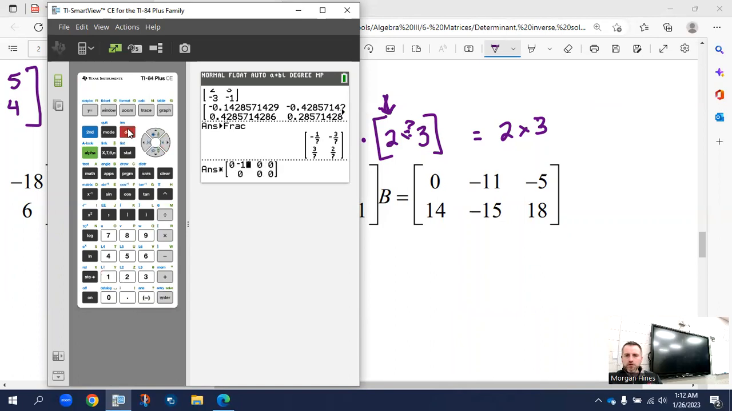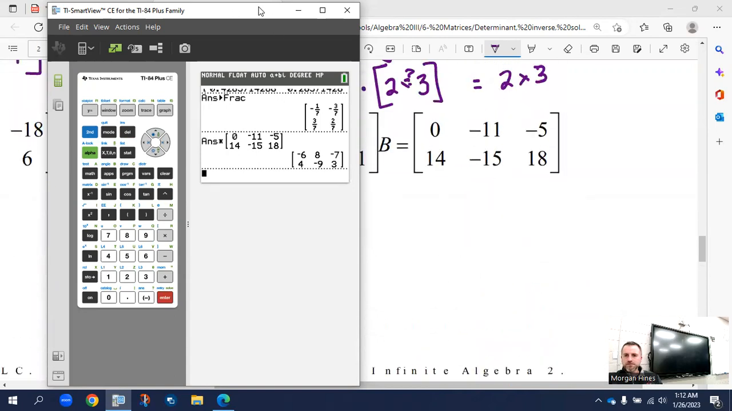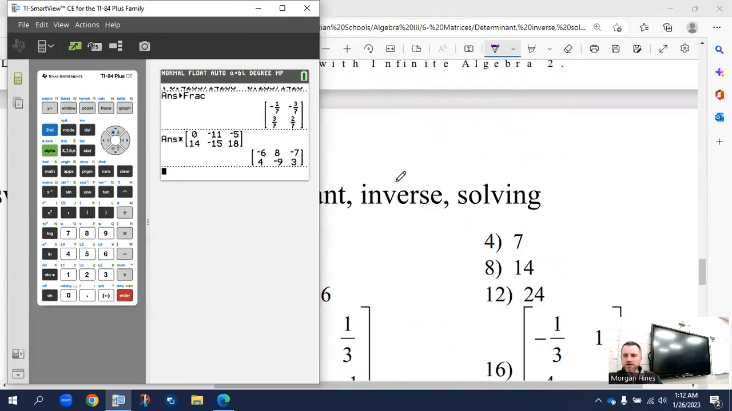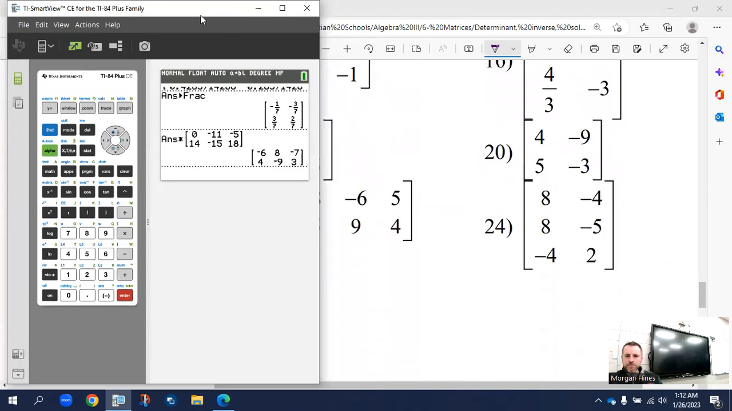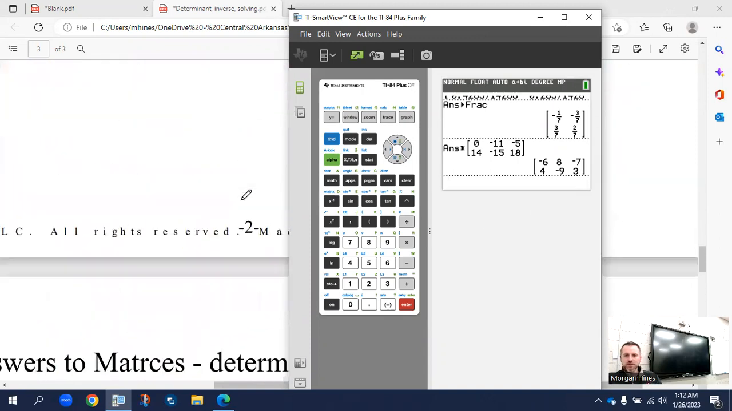-11, -11, -5, 14, 15. And we get that. What is this one? 26. So is that matrix B? It surely is. So calculator can do great things for you. And if you stuck it out and watched this video, now you know that. And that's a wonderful thing.